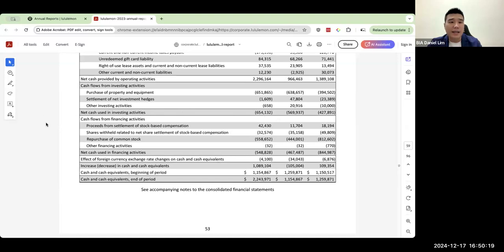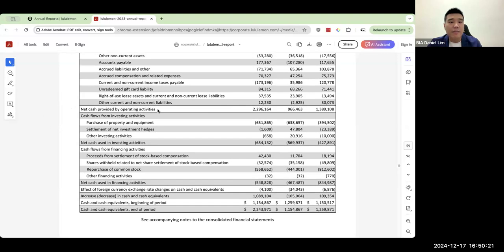So not bad lah. The cash I generated from my operating activities is around 2.2 billion. My investing outflow is 600 million. My net cash from financing activities is an outflow of around 500 million. So no issue. All right, so this is how you interpret it lah.